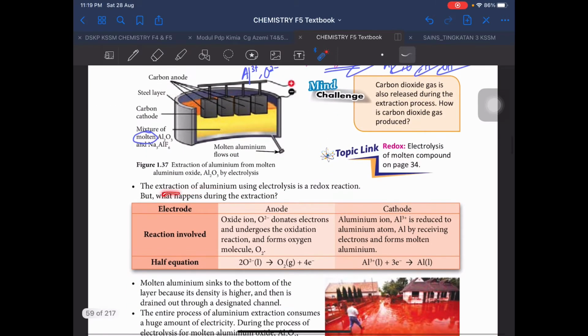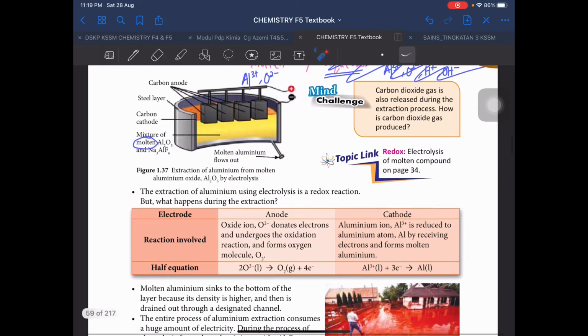The extraction of aluminium using electrolysis is a redox reaction. Redox means there must be oxidation and there must be reduction. But what happens during the extraction? Okay, here is the story. We have electrodes, the anode and also the cathode. And then what are the reactions involved? The anode is positive, and the cathode is negative. This one you understand already, right?